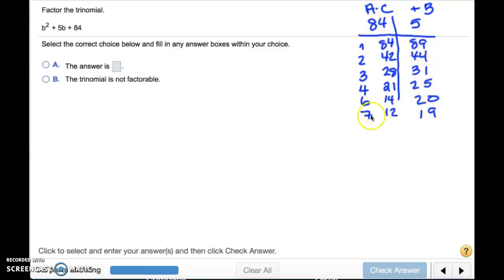And since they're both going to be positive, I can't find any way to add up to 5. So since I've listed out all the factors and there's no way to split it up and get that, this trinomial is not factorable. Or another way of saying that is this one is prime.